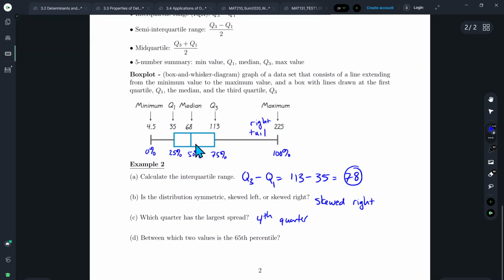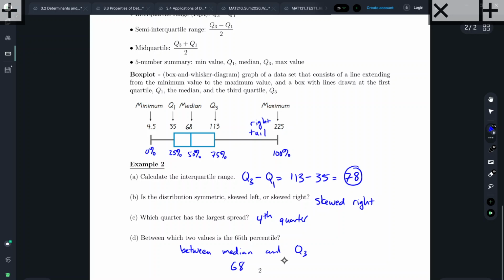So the 65th percentile would be somewhere between the 50% and the 75%, right? So between the median and Q3, and the median has a value of 68, and the Q3 has a value of 113. And so the box plot gives us a summary of the data, which allows us to interpret the data set in this way.